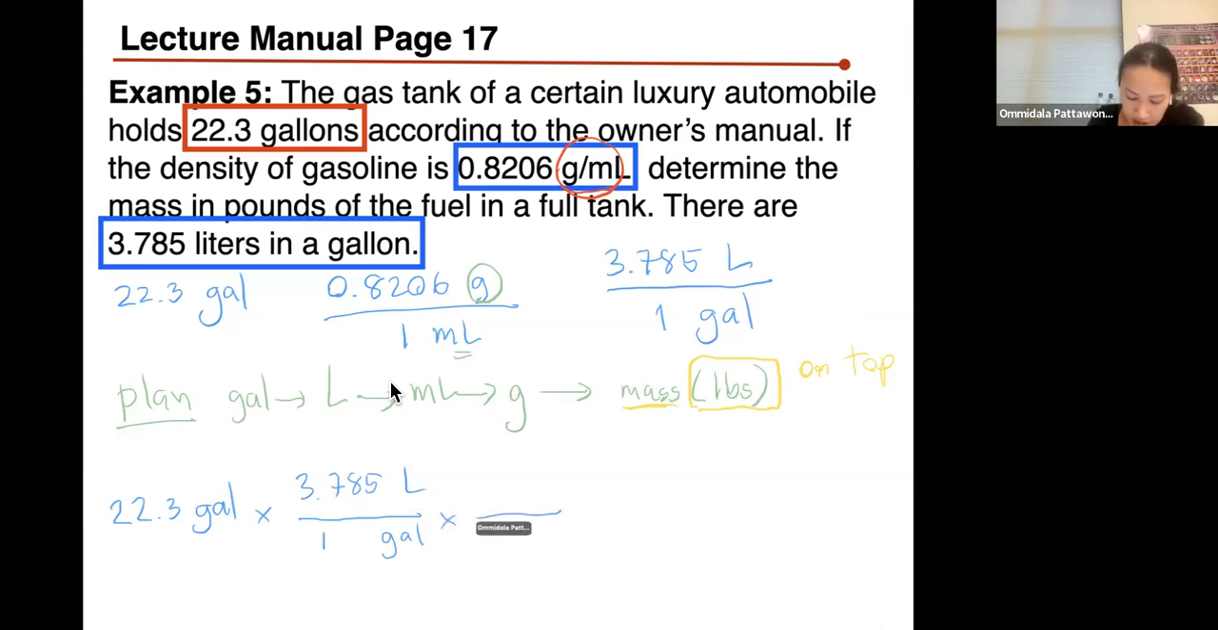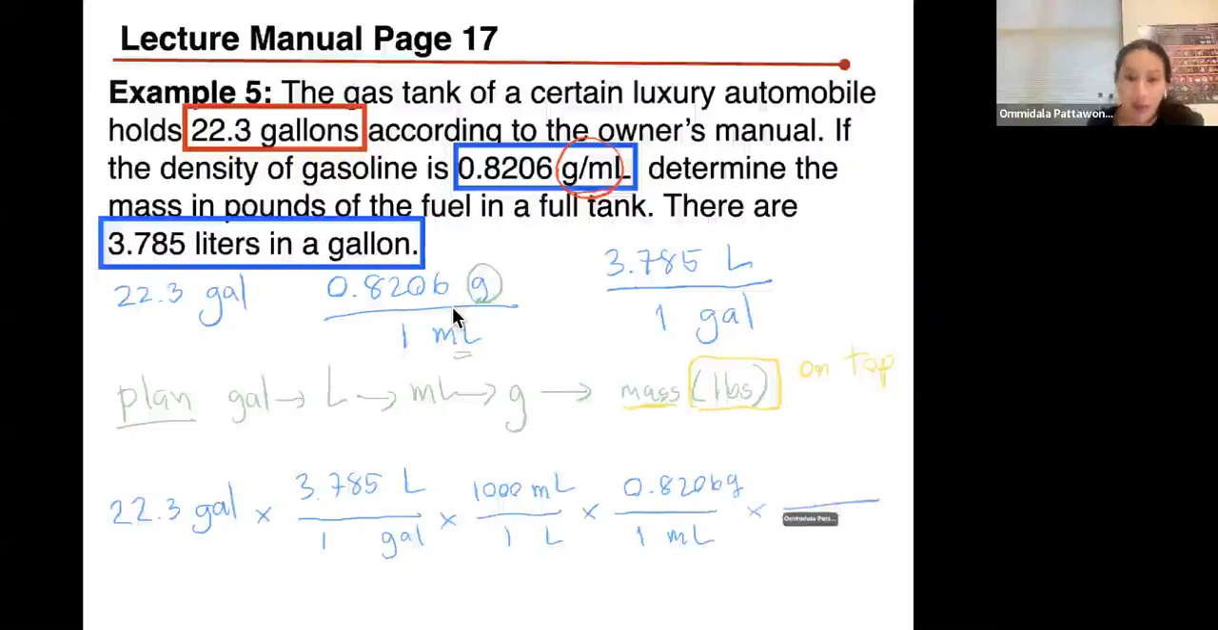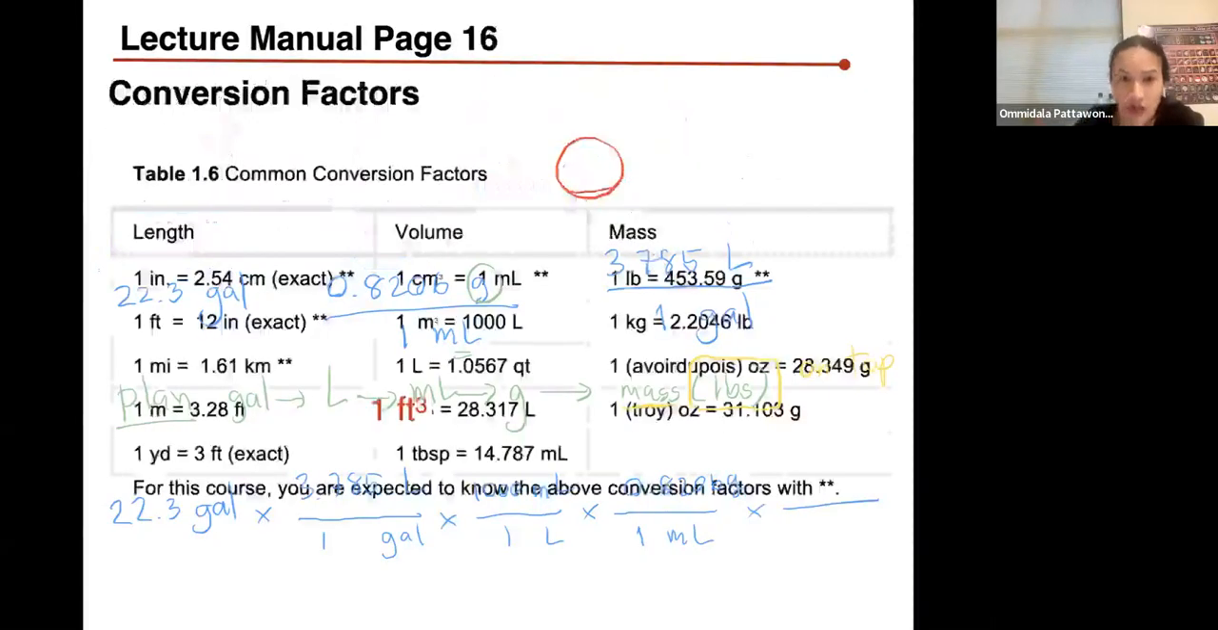And then between this liter and milliliter, I can't do it yet unless I go through the same unit. So I have to convert from liter to milliliter first. We know that every 1,000 milliliter equals 1 liter, according to the prefix. And then from milliliter to grams, you are going to use this conversion right here. So every 1 milliliter equals 0.8206 grams. And then grams per pound, the problem doesn't give you grams per pound, but it's between metric and English. So I'm going to use this table right here. Grams to pound is given right here.